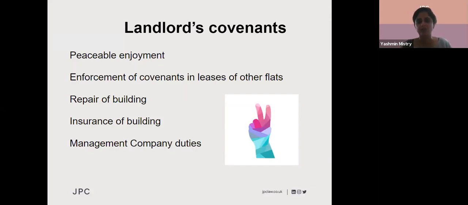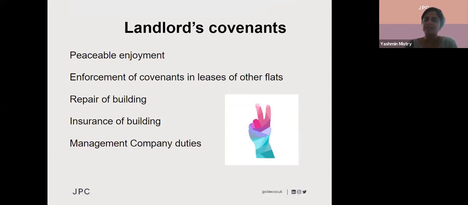And what we tend to find is when the landlord does ask for security, if it isn't a massive issue, that problem doesn't really become an issue, because the leaseholder who's complaining doesn't want to put their hand in their pocket to provide the landlord with the security of costs in that situation. So that's an enforcement of covenants.